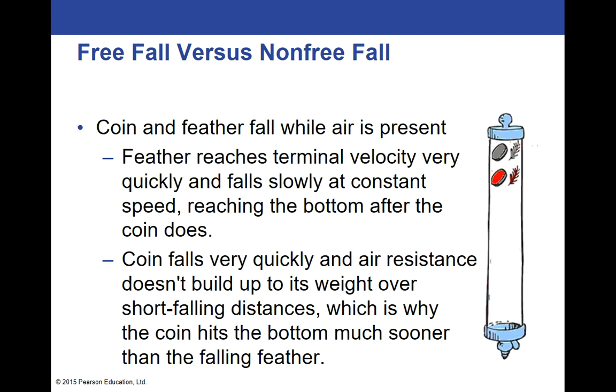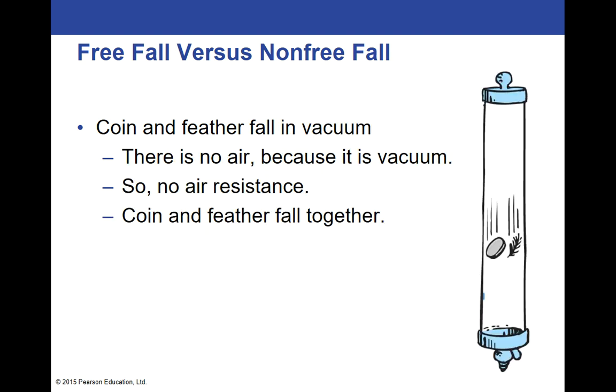The strange little animation here was showing the coin and the feather falling in an evacuated tube. If we can evacuate the air out of the tube, so there's no air in the tube, it is now a vacuum. There's no air resistance on either or both objects. If they're falling in a vacuum, they're truly in free fall, and the coin and the feather fall together and hit the ground together. Unfortunately, we don't have an apparatus like this to see, so we'll just go with the animation. And this is the end of the lecture.